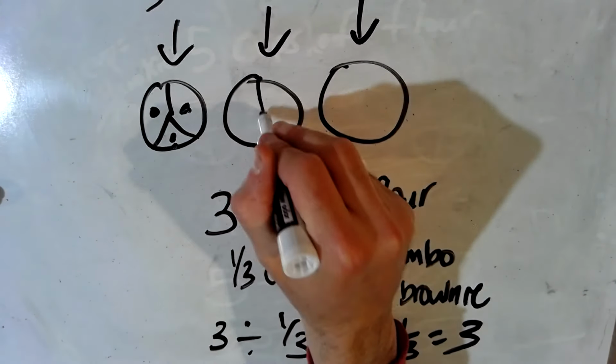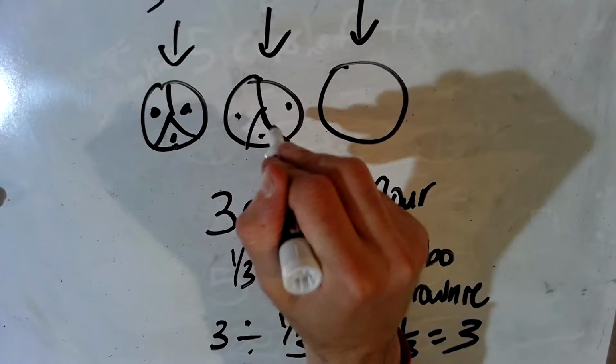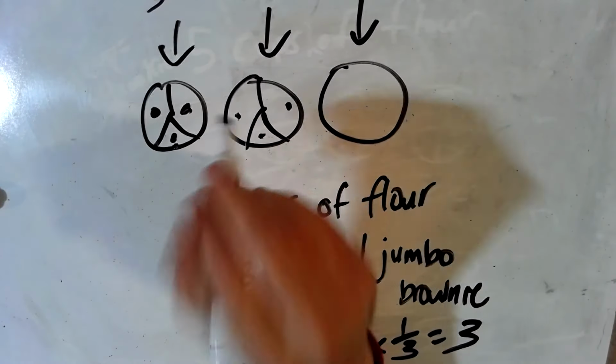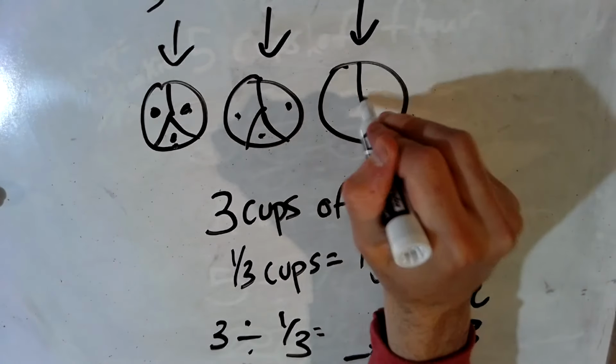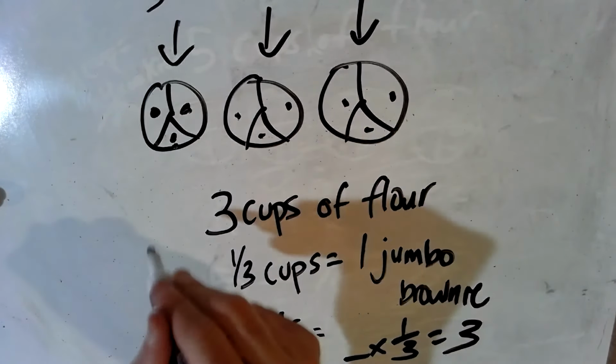In the other cup, you can get 3 brownies because for every 1/3 cup, you can get one brownie, so for every cup, you can get 3 brownies. A third of a cup is 1 brownie. In the third cup, you can get 3 more brownies. So, how many 1/3 are there in 3?